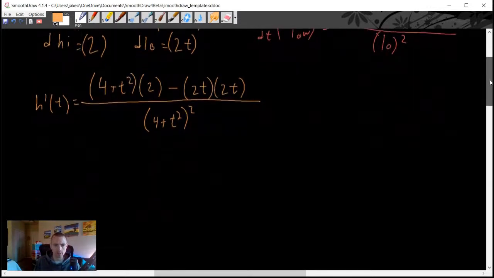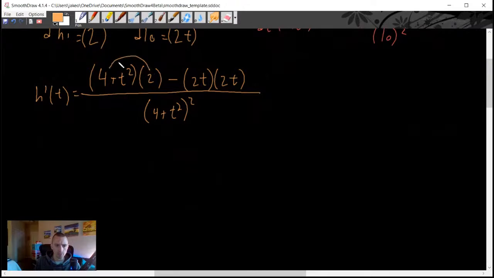Okay, so now we can go ahead and simplify this. So the 2 is going to distribute into the parentheses there, giving us 8. 4 times 2 is 8, plus 2t squared. 2t times 2t is going to give us minus 4t squared. And then that's going to be all over.